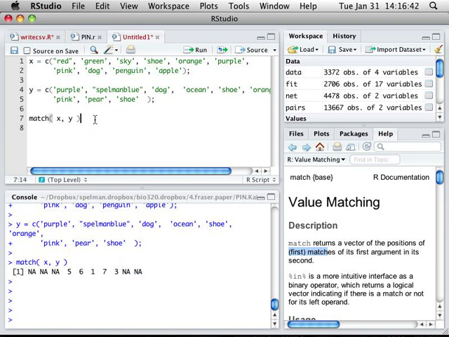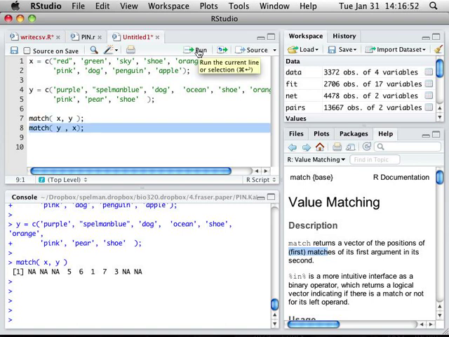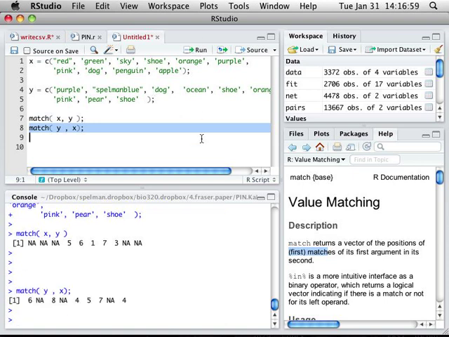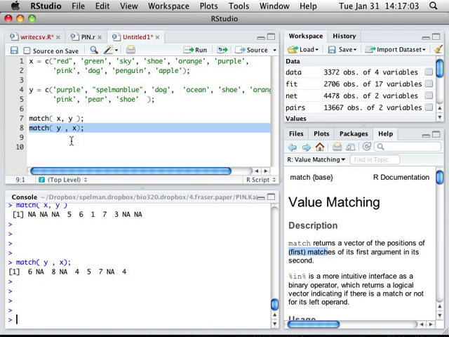Now, if I say match(y, x), what do you think this will be? It basically matches the position of every word of y in x. So we run this again, so we can verify whether this is the case.